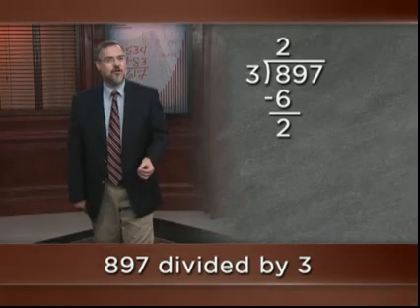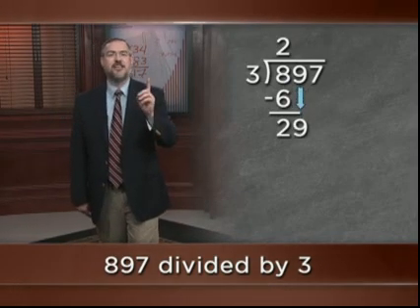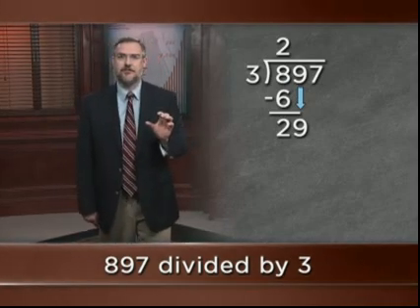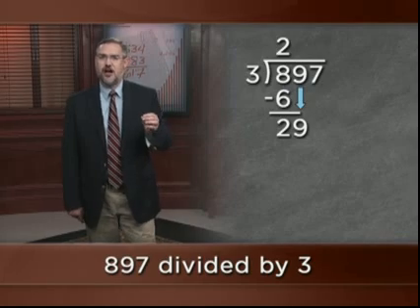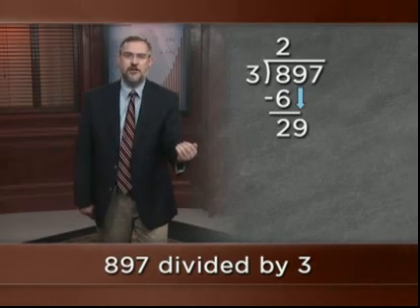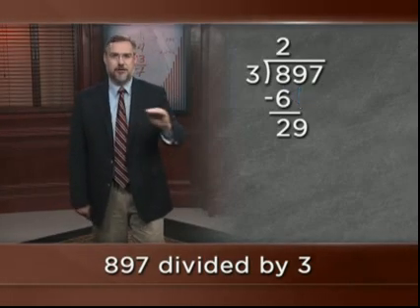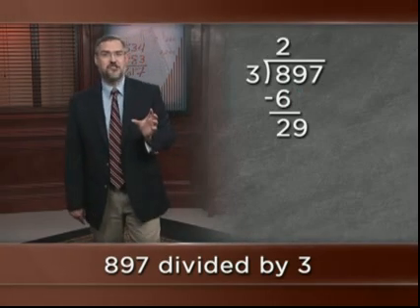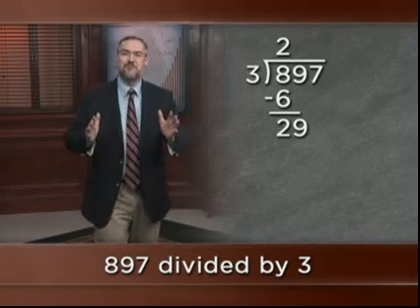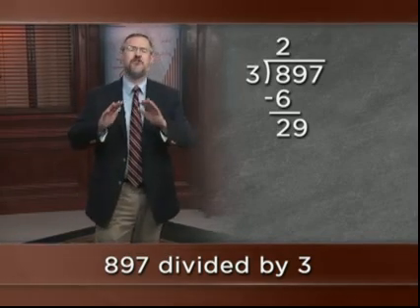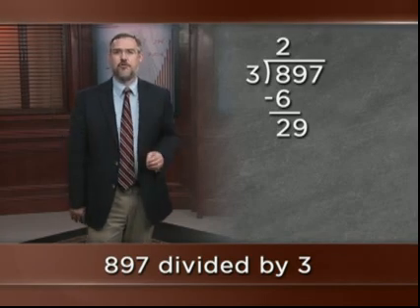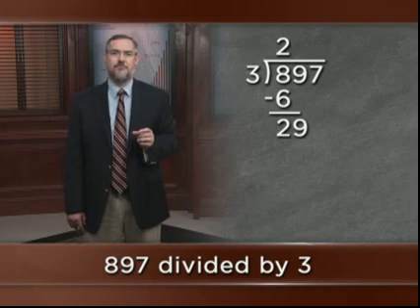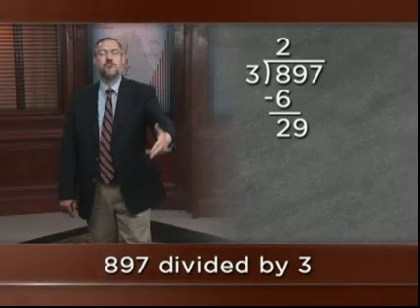What's the next thing we're going to do? We're going to drop down the next digit in our dividend, which we haven't looked at yet. In this case, that's the 9. So I'm going to drop down the 9 next to the 2, and at the bottom of my work, I should now have a 29. Notice again, neatness and being careful with my alignment is going to be very important as I work through these problems.